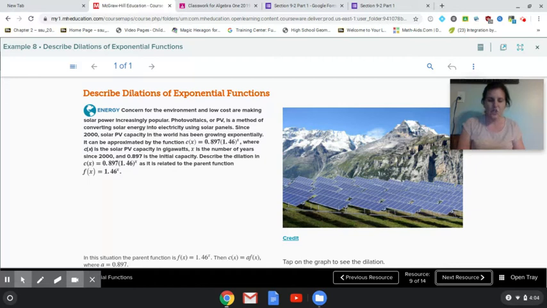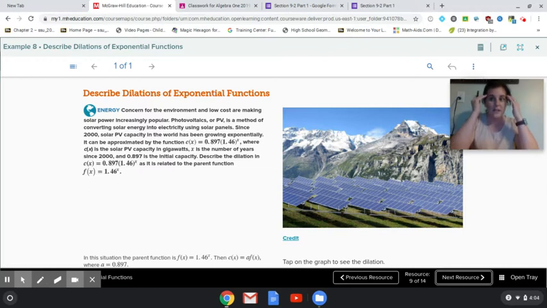So describe the dilation in c of x equals blah, blah, blah, as it is related to the parent function f of x equals blah, blah, blah. So look at what happened at the differences there. The difference is the number being multiplied in c of x is between 0 and 1. It's 0.897. So my function is being multiplied by an a value that's in between 0 and 1.